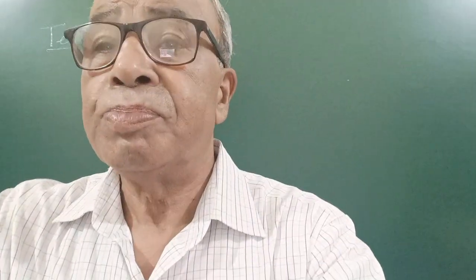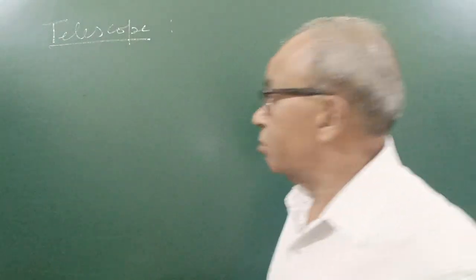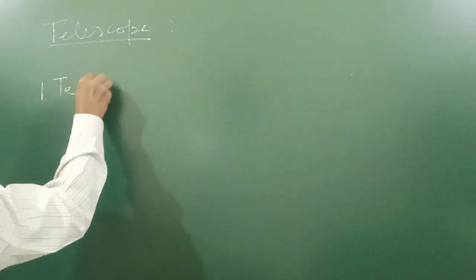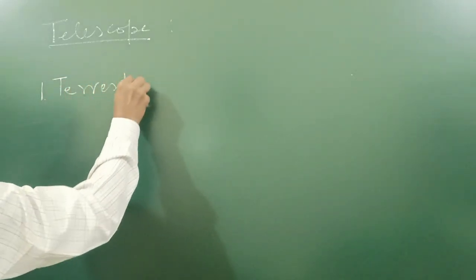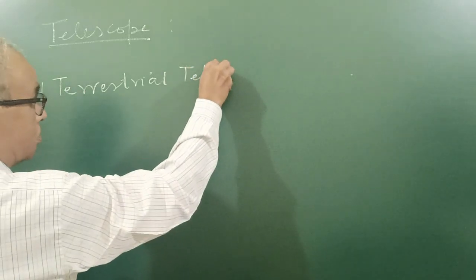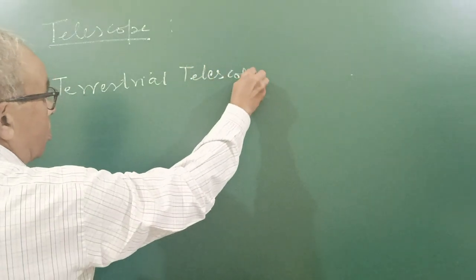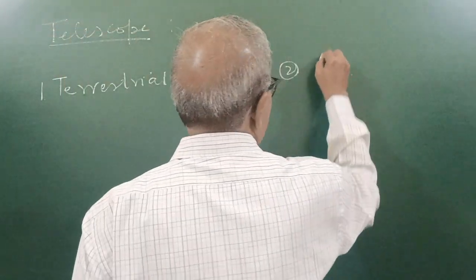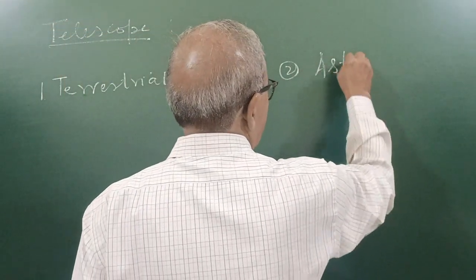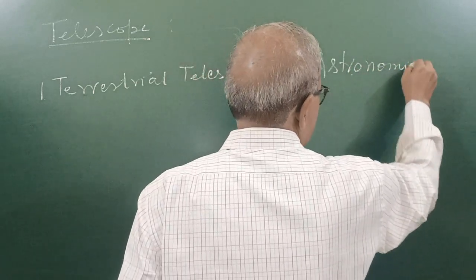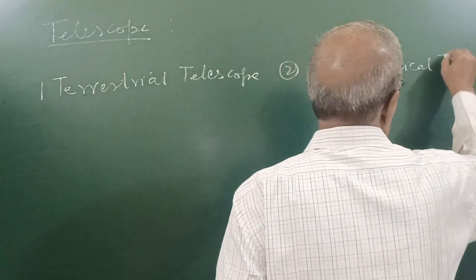Number one, terrestrial telescope, and number two is astronomical telescope.